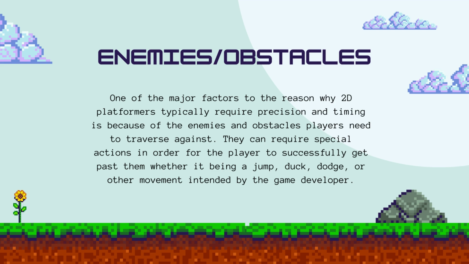Next are the enemies or obstacles. One of the major factors to the reason why 2D platformers typically require precision and timing is because of the enemies and obstacles they need to traverse against. They can require special actions in order for the player to successfully get past them, whether it be a jump, duck, dodge, or other movement intended by the game developer. One basic example are the Goombas in Mario games, where you either just have to jump over them or land on top of them.